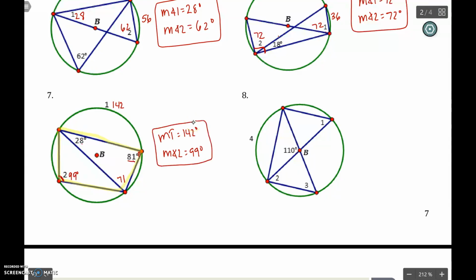All right, for number 8, this is the center of the circle. It doesn't say that, but I'm telling you it is. Oh, it says it at the top. So because of that, this 110 here is a central angle, and it would equal the arc number 4, also 110. Angle 1 happens to be inscribed to that arc, so it's 55. Angle 3 also happens to be inscribed to that same arc, so it's also 55. And then in here, I have an isosceles triangle because these are both radii, so angle 2 would also be 55 degrees.